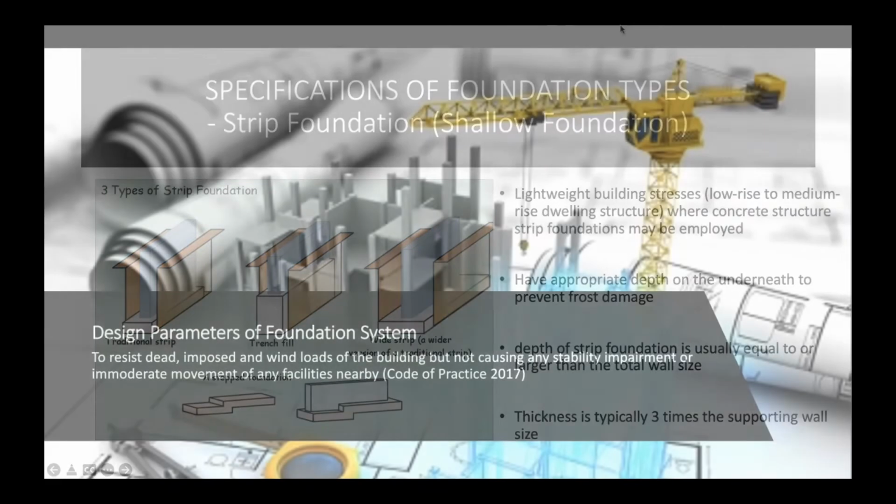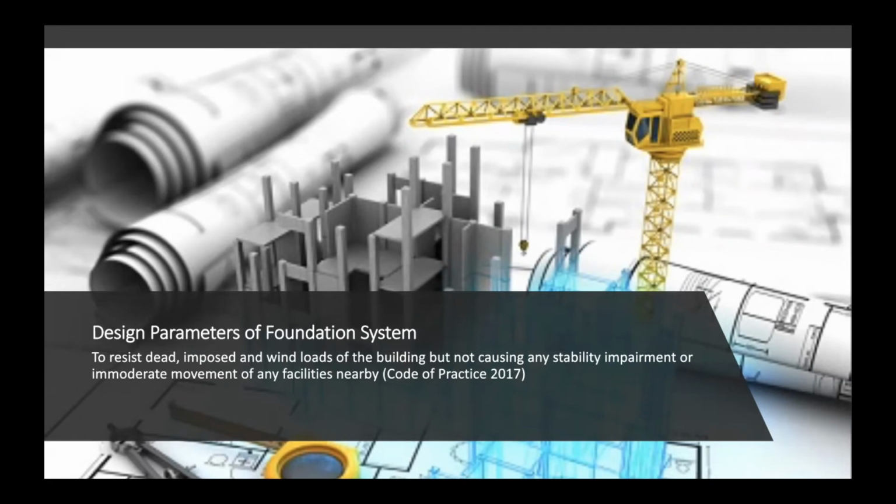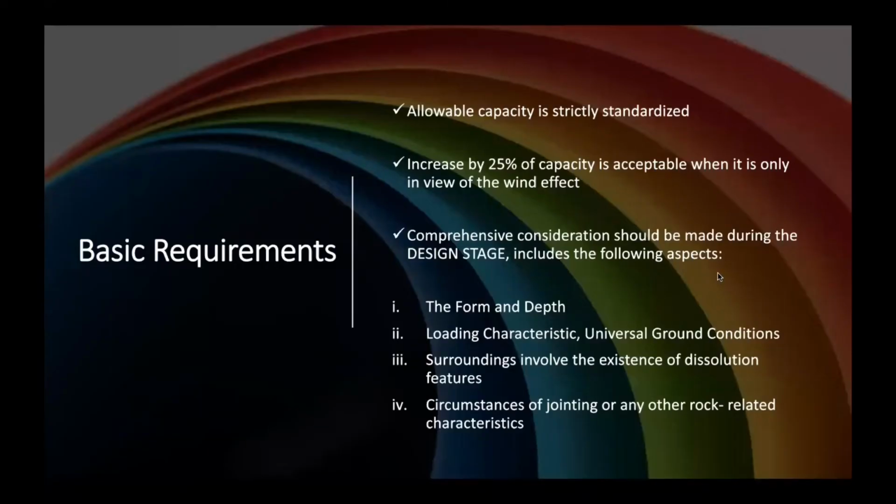Thank you. Here come the design parameters of the foundation system. Considering sustainability and safety, an eligible foundation is expected to resist the dead, imposed and wind loads of the building while not causing any impairment to stability or excessive movement to the building, nearby buildings, streets, land, slopes, or any other surfaces. Basically, the allowable capacity is strictly standardized. For instance, an increase of 25% in capacity is acceptable when it is only in view of the wind effect.